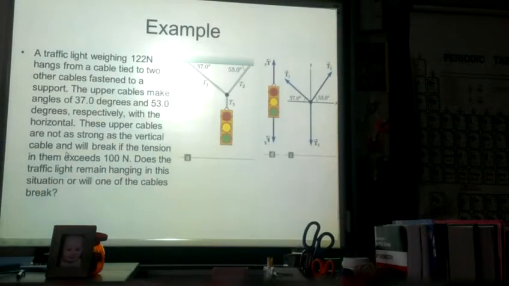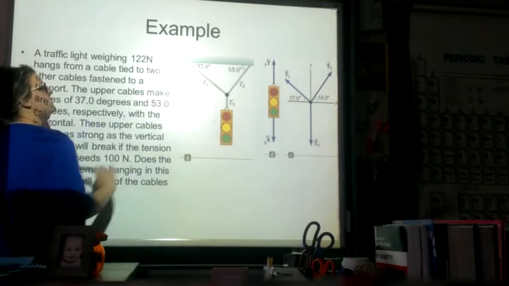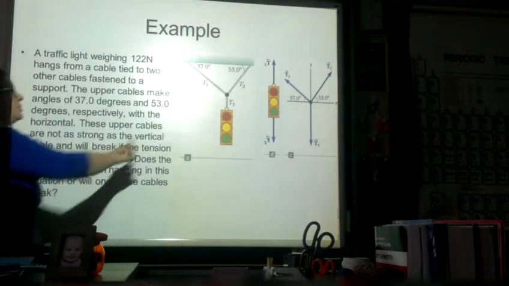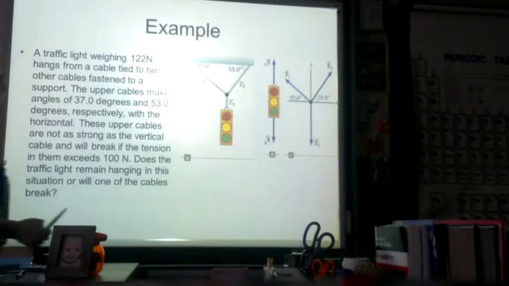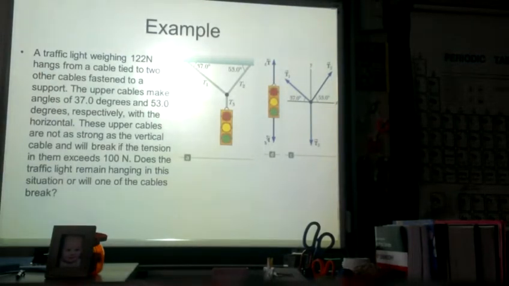Okay, so here's another example with an equilibrium problem, but at different angles. So this says a traffic light weighing 122 newtons hangs from a cable tied to 2 other cables fastened to a support. The upper cables make angles of 37 degrees, so T1 is with a 37-degree angle, and then T2 is with a 53-degree angle. And that's with respect to the horizontal.